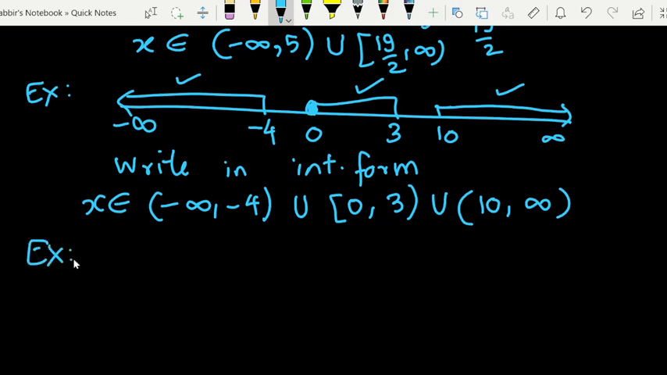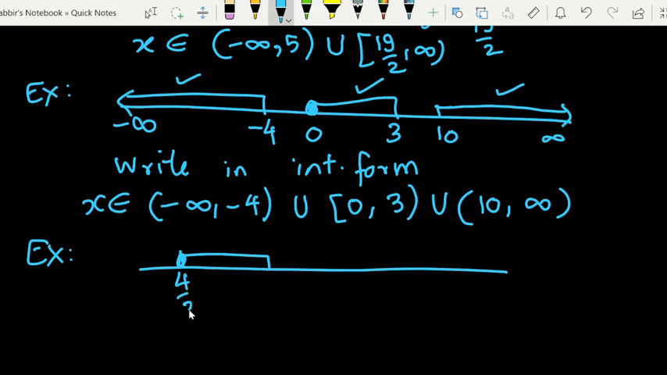Another example of the use of U. Let's take, again, we have to write in the form of 4 by 3 to 21 by 2, 13, 100, 400. Now we have to represent it in interval form. Okay, we have to write this in interval form. So how do we do this, guys?